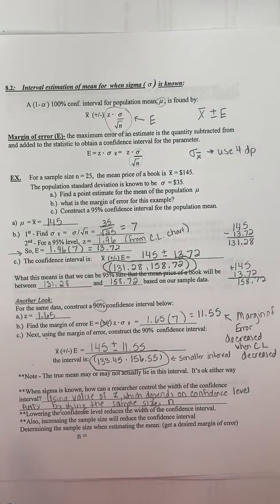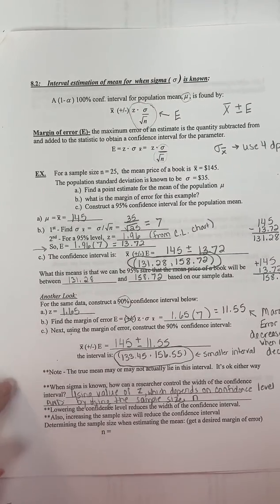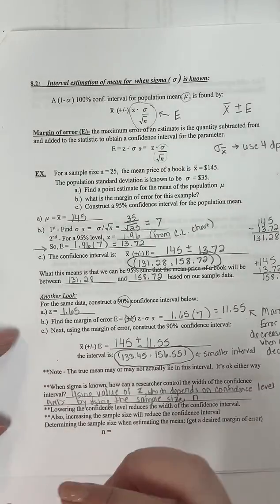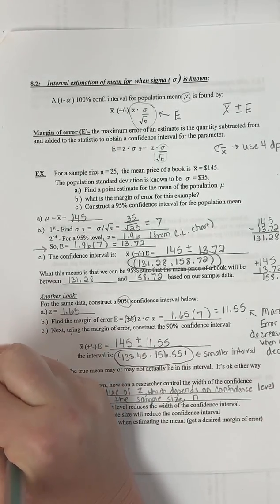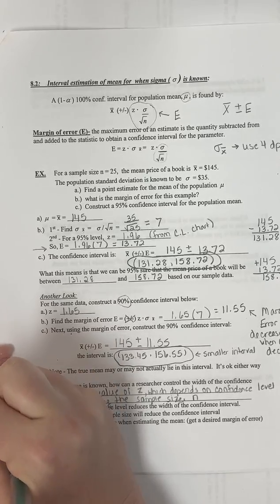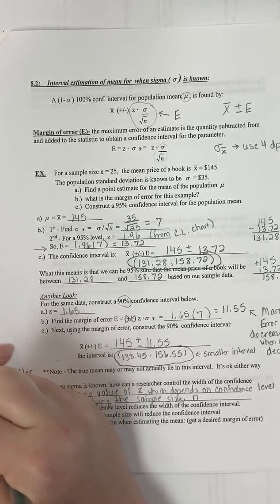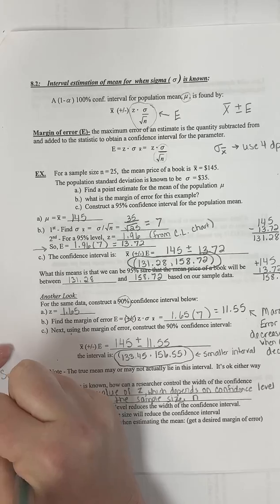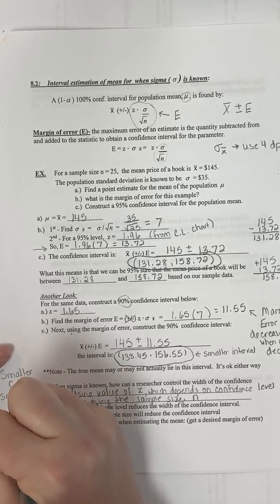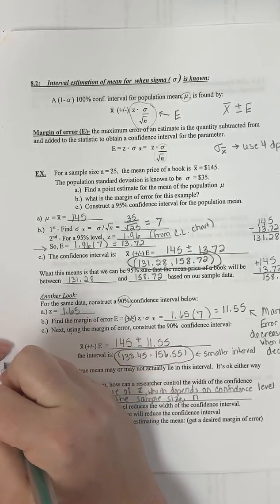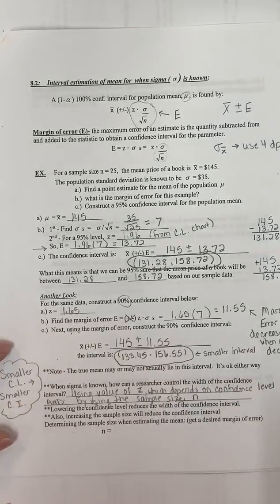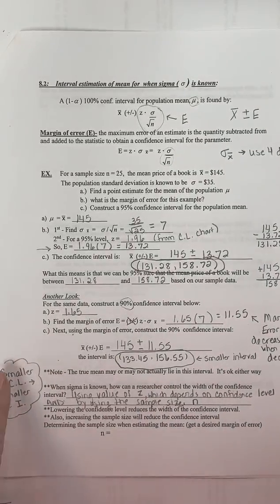Okay, I'm going to scoop my paper over a little bit. I'm going to write over here in the margin real quick. Okay, so what I'm saying is that a smaller confidence level gives a smaller confidence interval. They're directly related. Smaller confidence level gives a smaller confidence interval and vice versa. Directly related. Whatever one does, the other does.